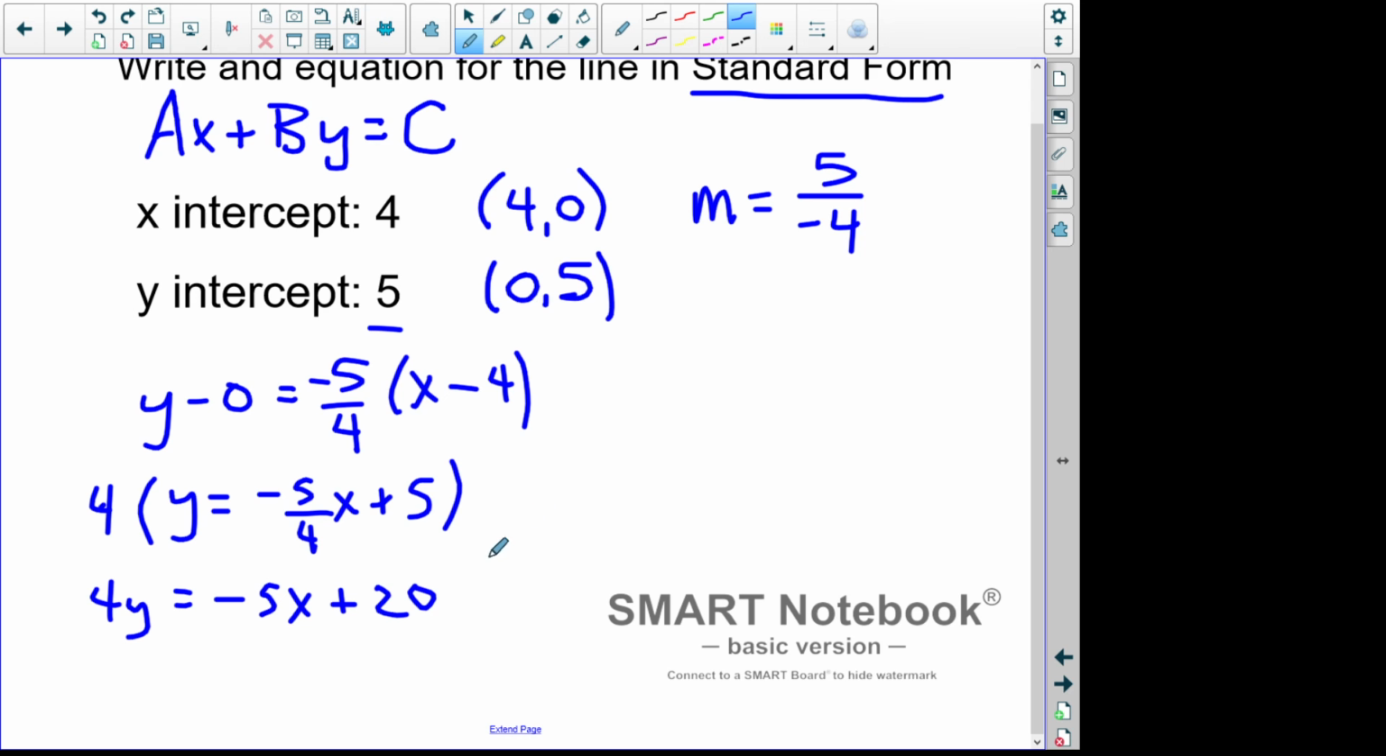I'm going to come up here now, just because I'm running out of room. Now I'm close. I've gotten rid of the fraction, so I only have integers, and I want to get this -5x over to the other side. So I'm just going to add 5x to both sides. And so up here, I get 5x plus 4y equals 20.